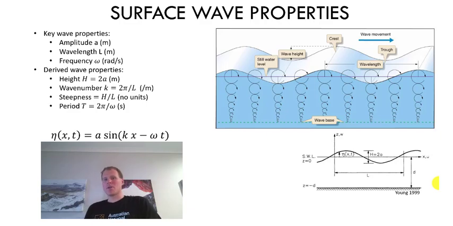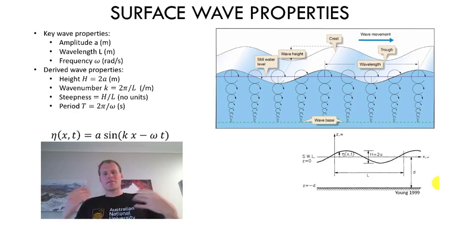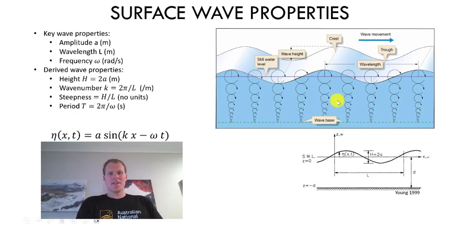So if we think about the properties of these surface waves, so we're just thinking about the properties of a basic gravity wave propagating out in deep water. The key properties that quantify it are there's an amplitude, there's a wavelength, and a frequency of the wave. Okay, so amplitude is in meters, wavelength is also in meters, and then frequency we usually express as an angular frequency in radians per second.